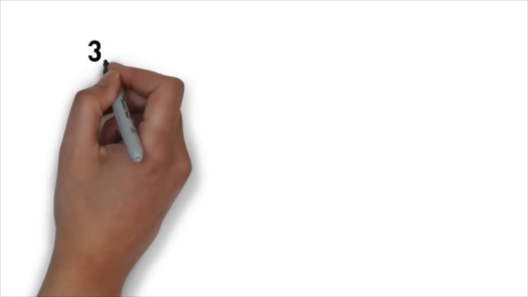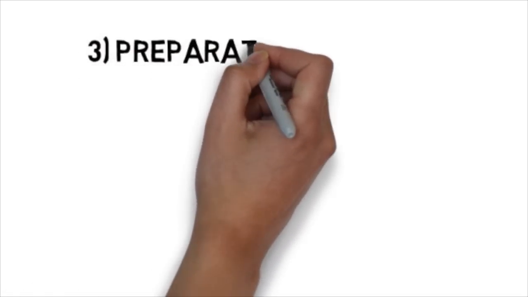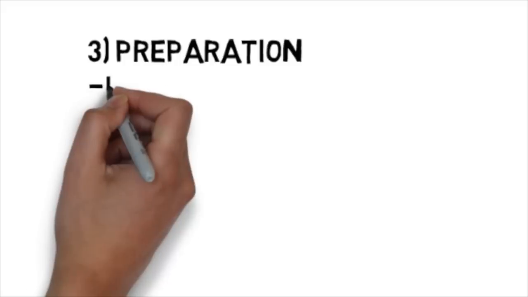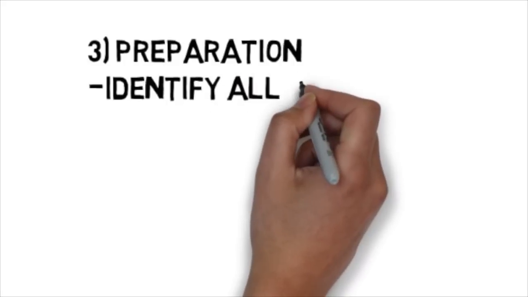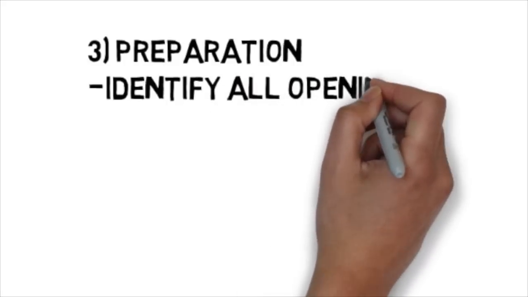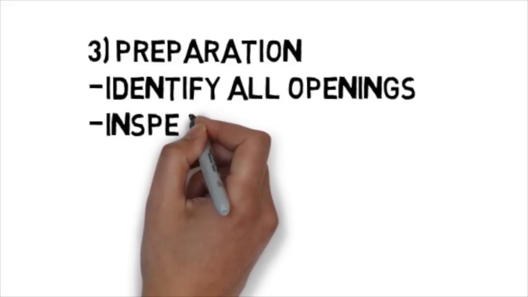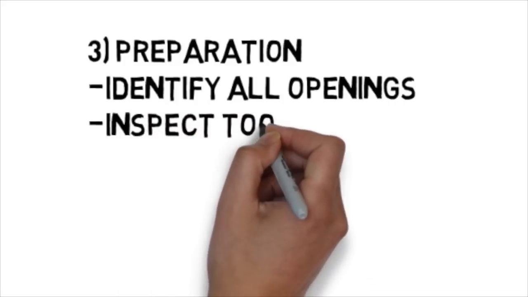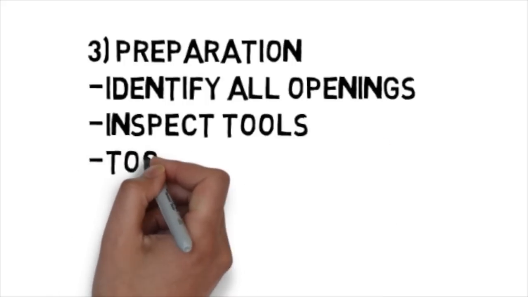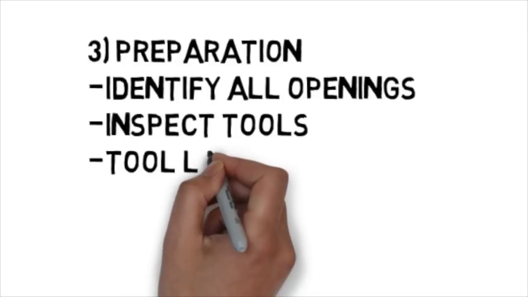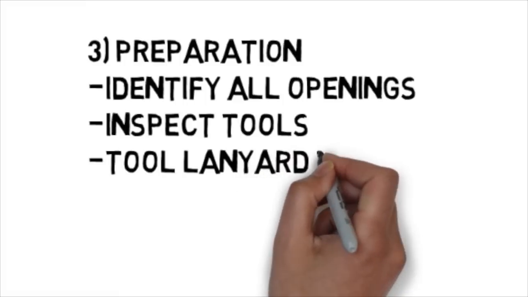Number 3. Preparing for and working at height. Identify floor, deck, or handrail openings and be aware of material or tool placement. Before use, always inspect a tool to ensure integrity. Use tool lanyards to secure small tools, or ropes for heavier tools, such as impact guns or mag drills.